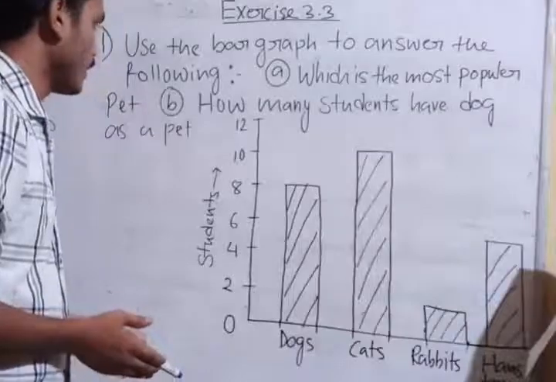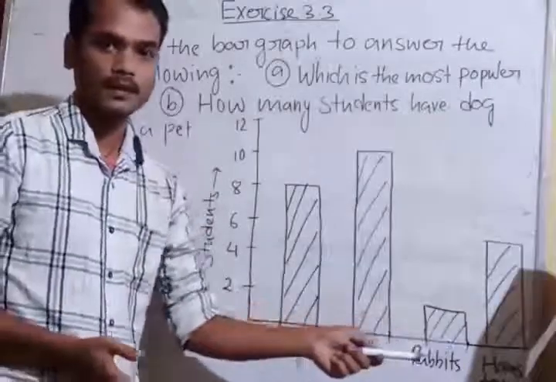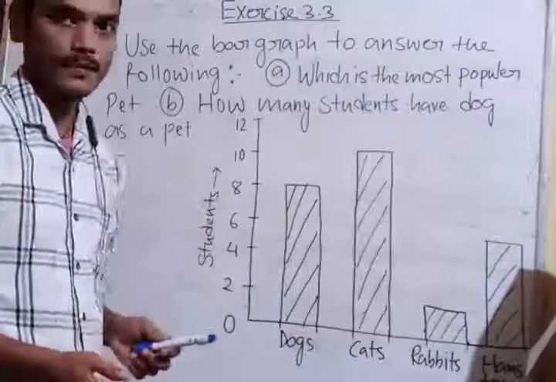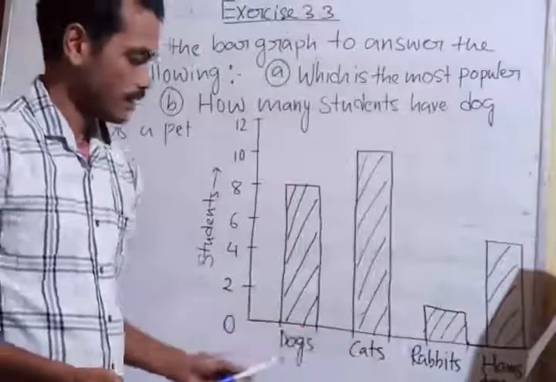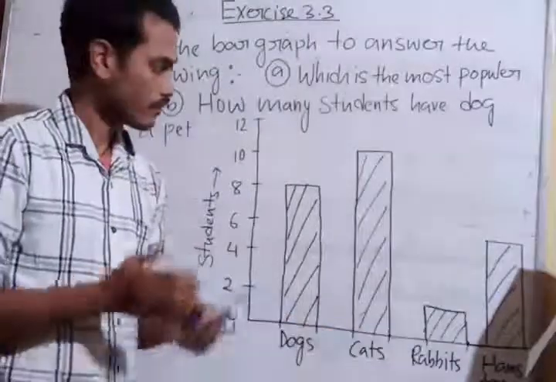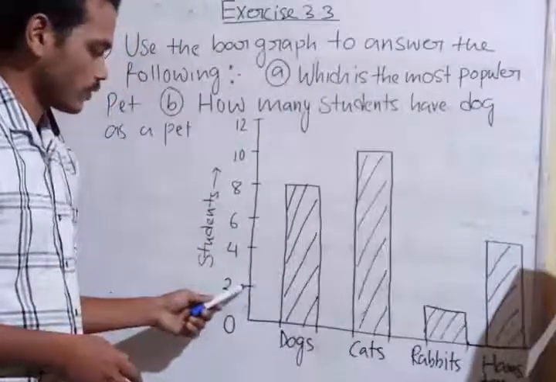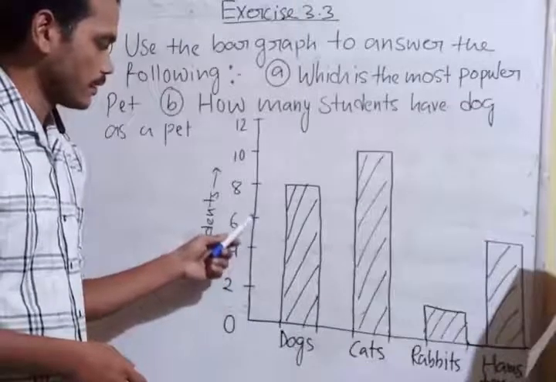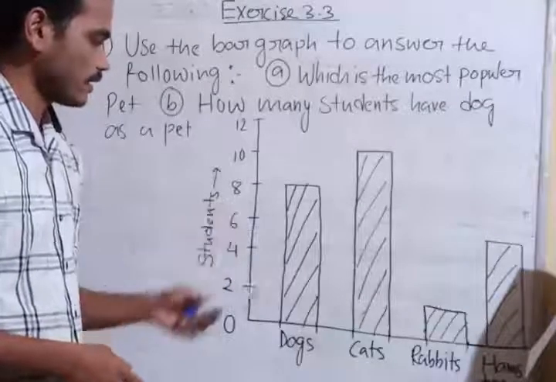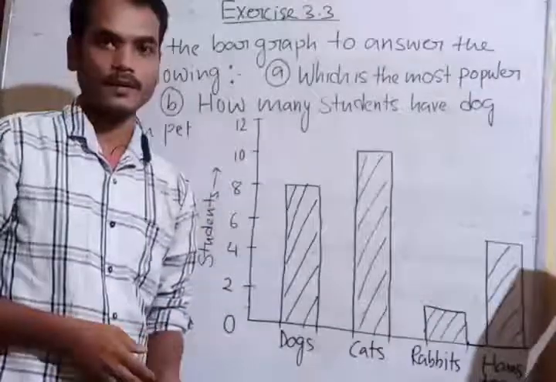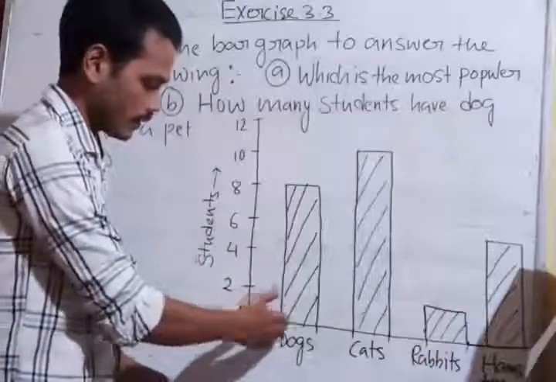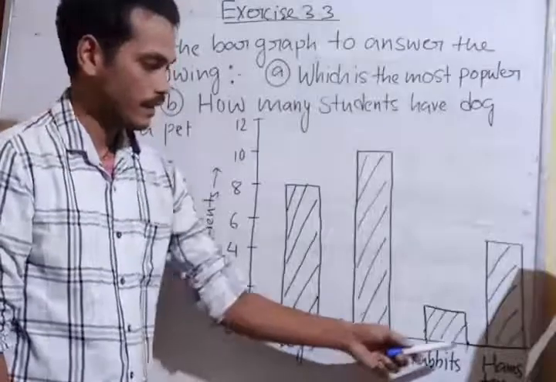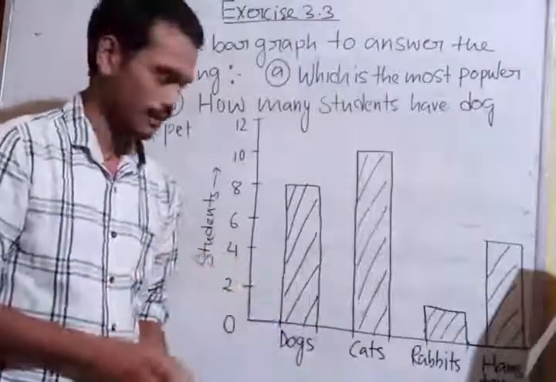First of all, you can see one bar graph is given here. In this bar graph, on the vertical line the number of students is given, and on the horizontal line the pets are given. In 1 unit, you can see 2 students. 2 units equal 4 students, then the next unit is 6 students, the next 8 students. Like that, the number of students is given on the vertical line. And here on the horizontal line the pets are given: first dog, cat, rabbit, and hamster.